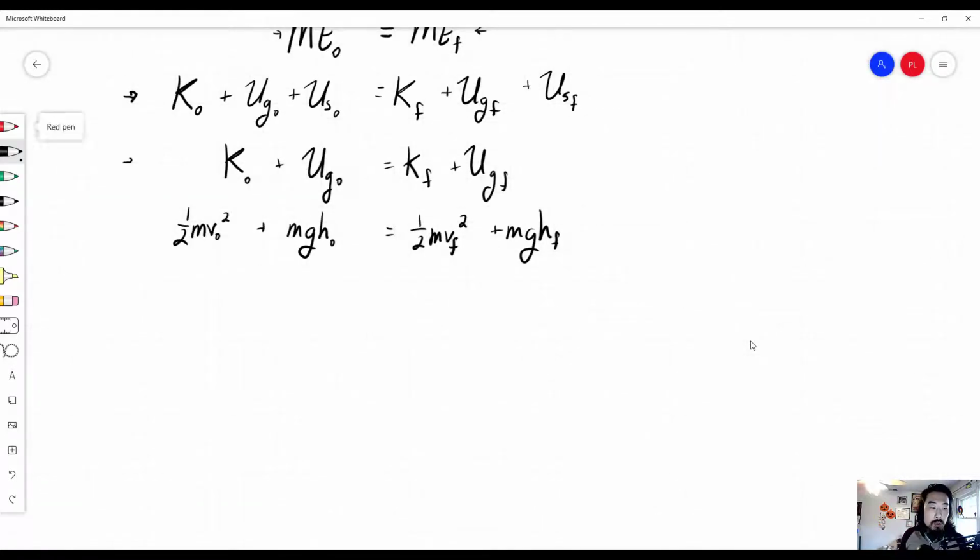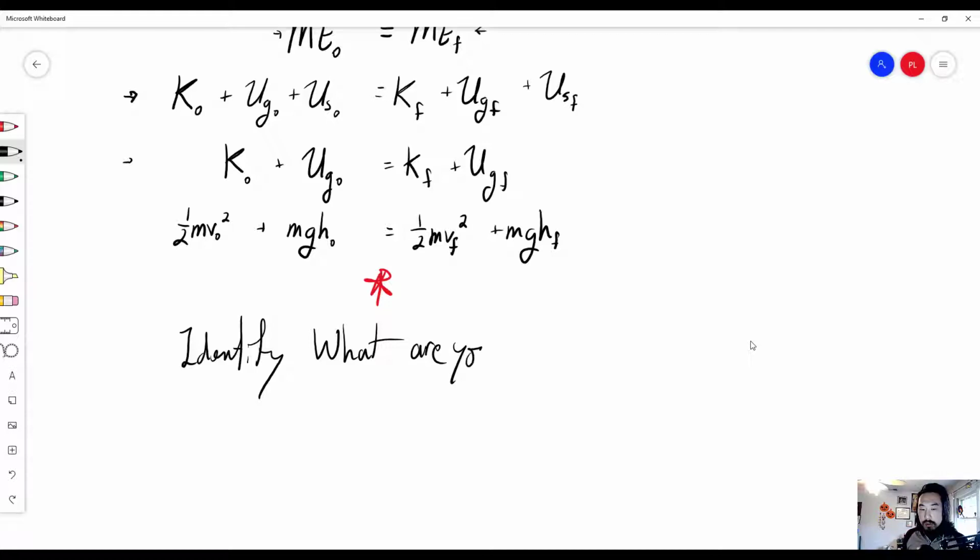Now, I'm going to do a little red star, because this is where something is important. When you read the problem, you have to identify what are your zeros.